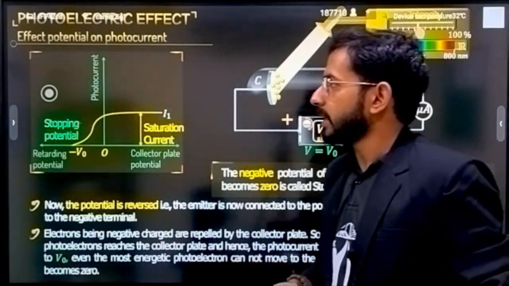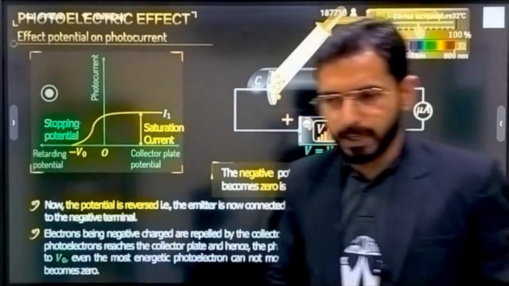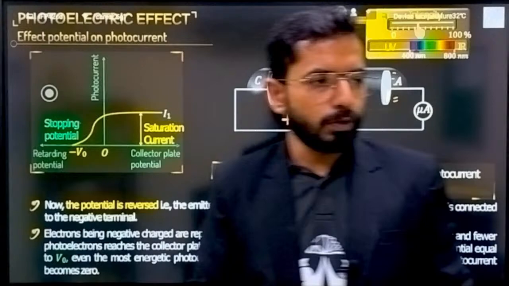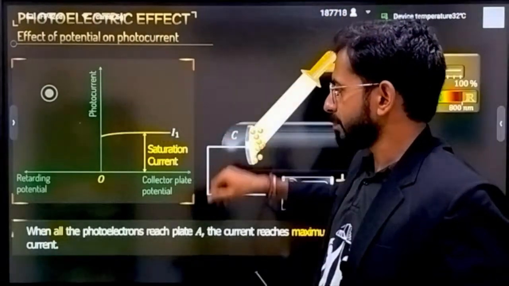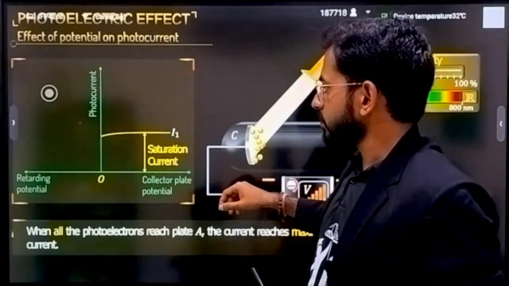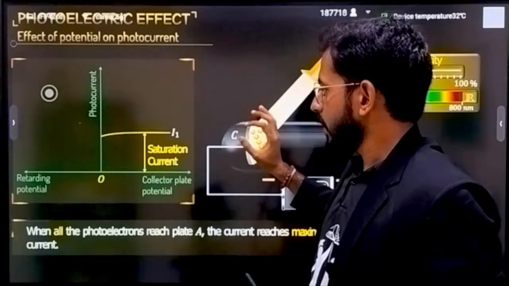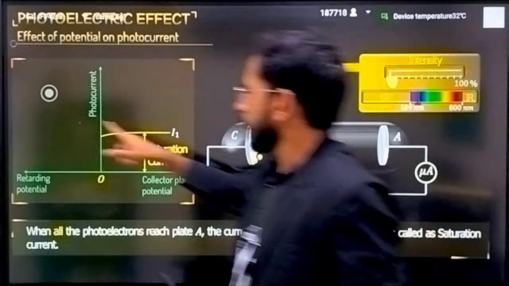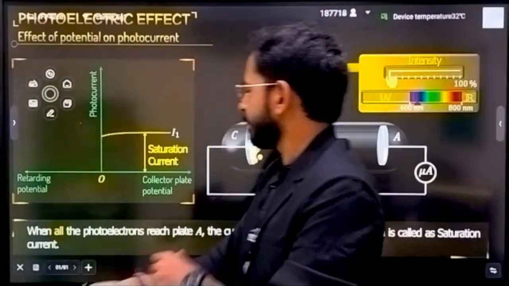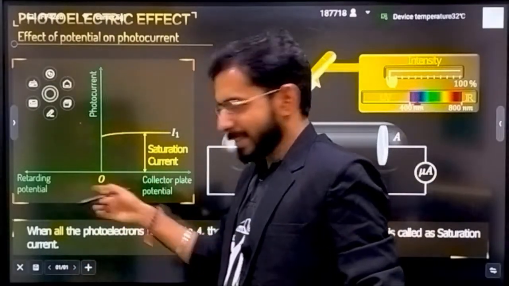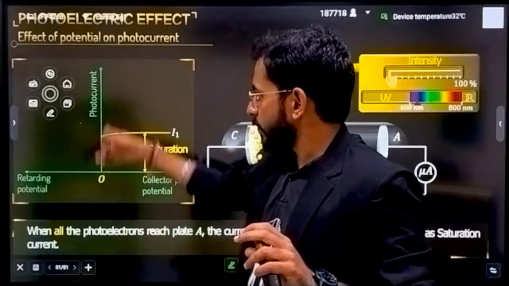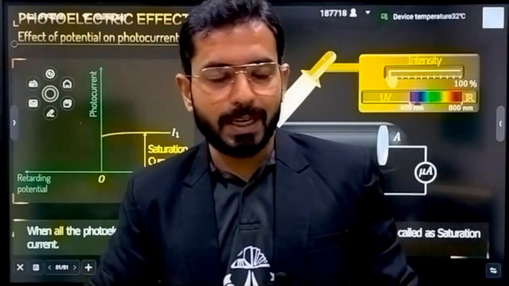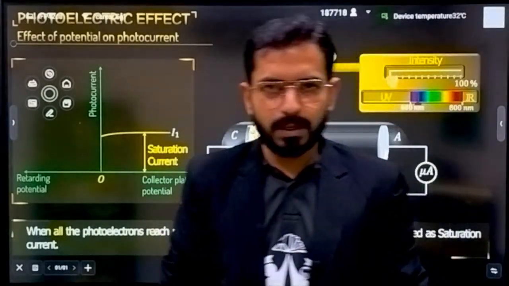Now the next thing is the effect of potential. Now what will be the effect of potential? Now let's take a deep dive into it. Let's understand now. See, understand here what I am trying to tell you. This x-axis is representing potential, and this y-axis is representing current. This is the variation that we have to understand.